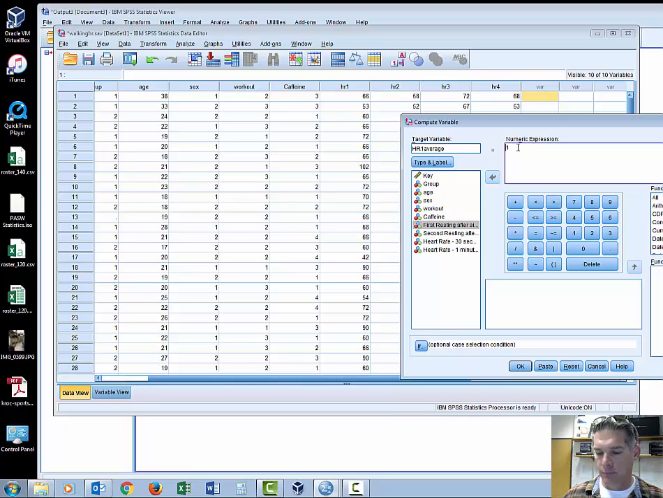Oops, sorry. Parentheses, heart rate HR1. This is an exciting video when I keep making mistakes. Plus second resting heart rate. And then I'm going to divide that by 2. Add them up, divide by the number. Hit OK.